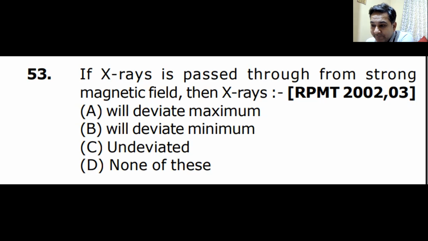Option A, sir, will deviate maximum. If X-rays are passed through a strong magnetic field, then X-rays will deviate maximum, deviate minimum, undeviated, none of these. Yes, bacha. What is the answer? Will deviate maximum, sir. That is the wrong answer. Undeviated. They do not have any charged particles. I've already given you the characteristics. So the answer is option C. Do you understand this, bacha? Yes, sir. Okay, sir. Chalo, sir. Next one.